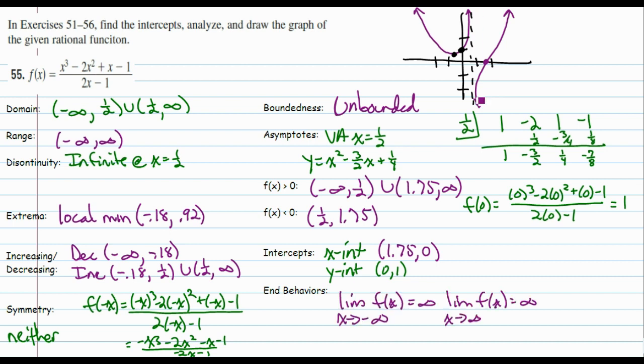The end behaviors about the vertical asymptote: as x approaches 1/2 from the left, the y values are going to go up to positive infinity, and as the x value approaches 1/2 from the right, the y values are going to go down to negative infinity.